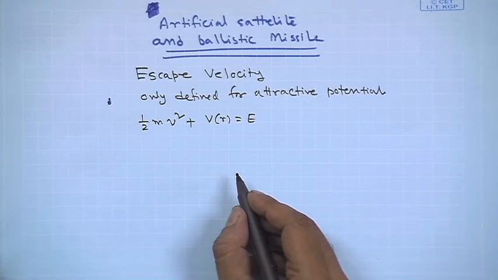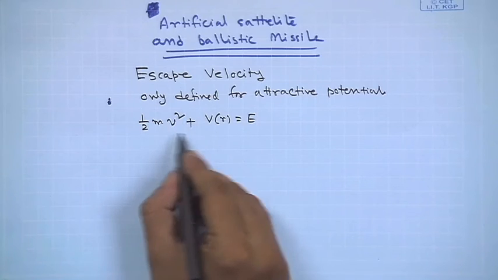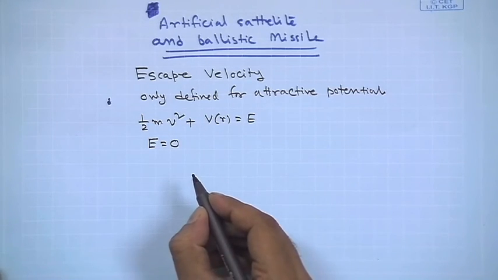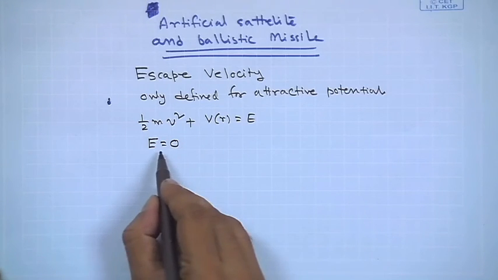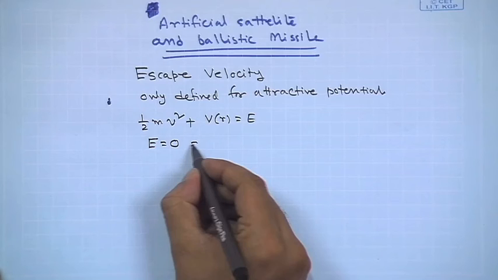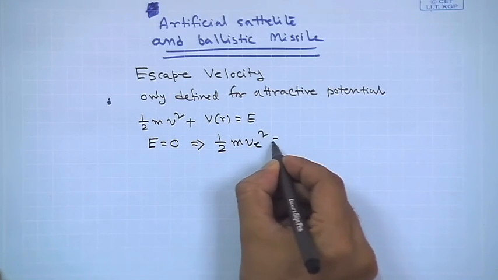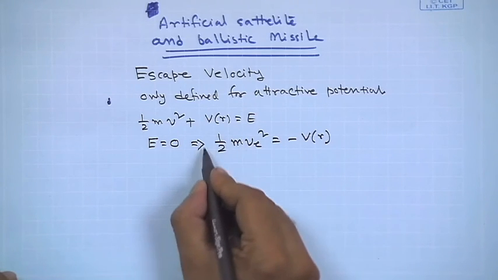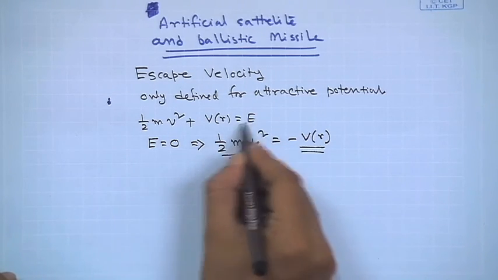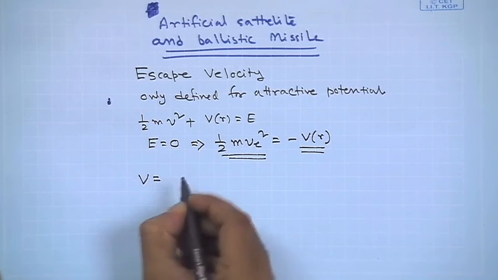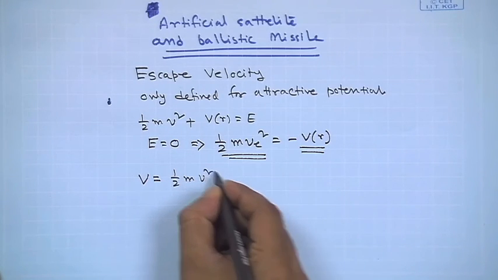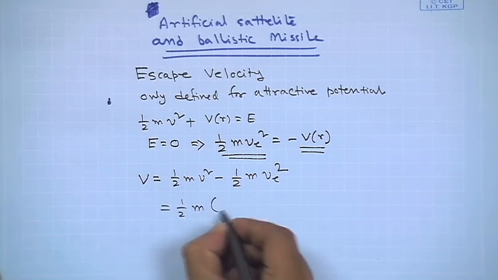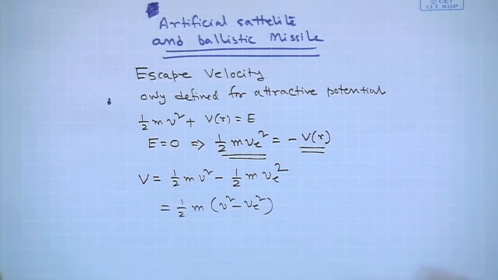Now, for escape velocity, if the particle has to escape this force field, it has to have an energy which is at least 0 at a distance of infinity, and as energy is conserved in this entire motion, E has to be 0 even at the beginning itself. So, we immediately see that half m v e square is equal to minus V of r. And if we write v e using this relation, then the total energy expression for any velocity v can be given as half m v square minus half m v e square, which is equivalent to writing half m times v square minus v e square.